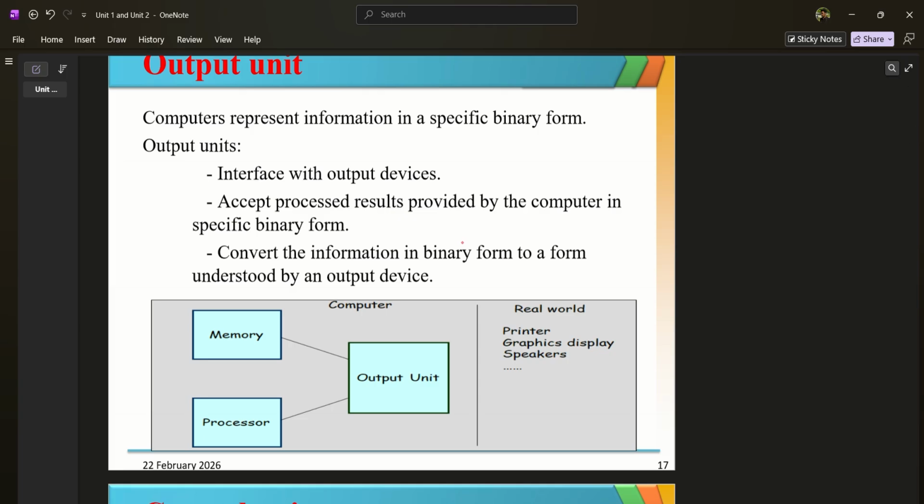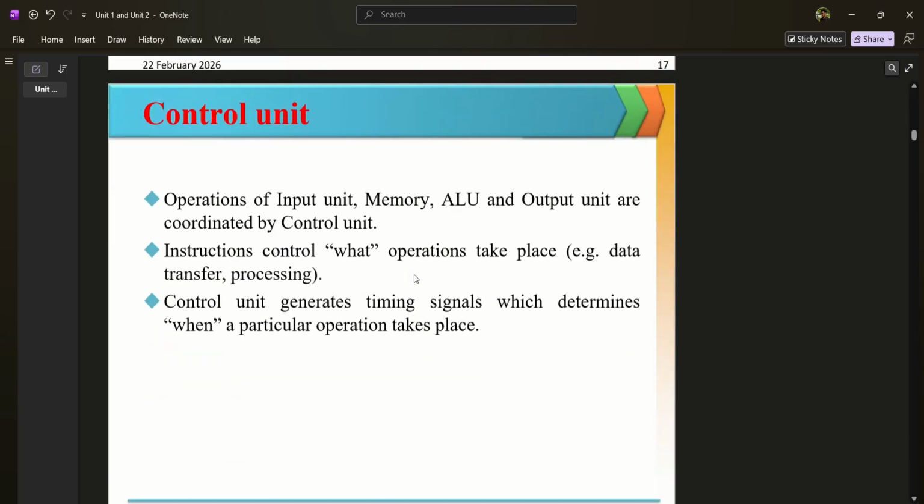That's the exact opposite of what the input unit does. The output unit interfaces with the output devices, and it takes in the processed results provided by the computer in the language it understands. The output unit converts the binary form into the form required and then gives it out to the real world. There's nothing much here.